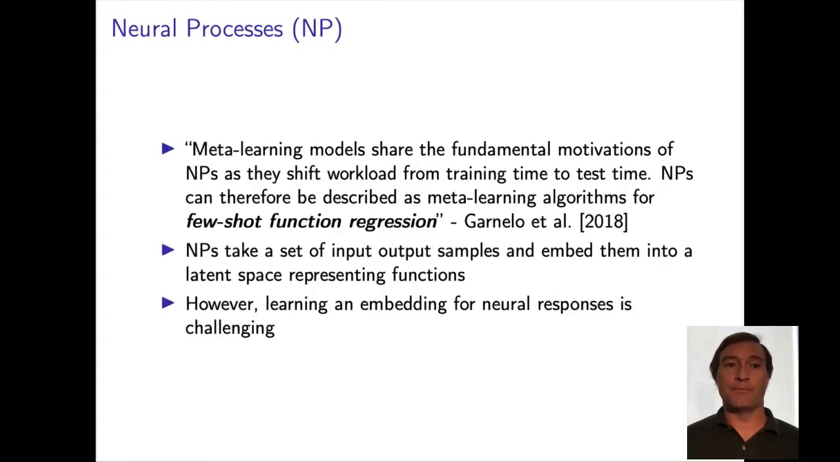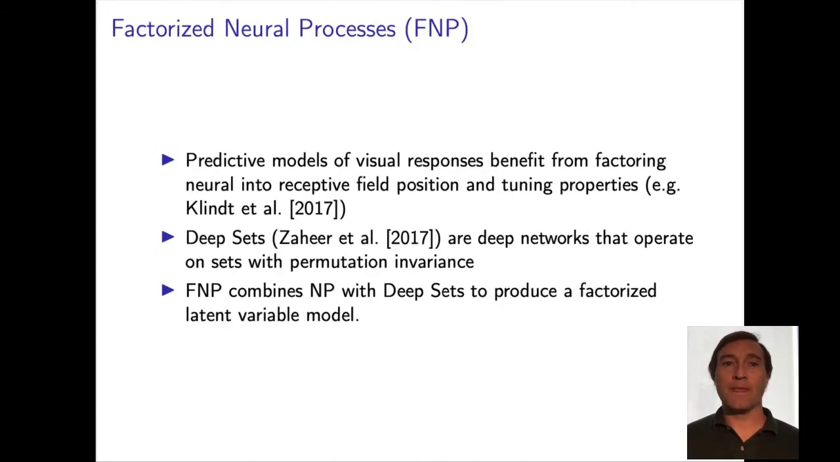as observations are being collected. One tool that seemed particularly well suited to this is the neural process, which, as described by Garnelo et al., takes a meta-learning approach in order to perform few-shot function regression. Neural processes do this by embedding the set of input-output samples into a latent space that represents the function. However, we found that learning this embedding was difficult for neural responses. This motivated us to develop the factorized neural process.